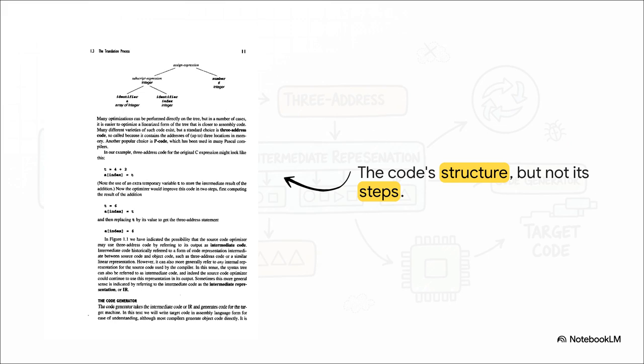Now, what's so cool about this is how it visually maps out our code's logic. You can see how the tree shows that the y times z multiplication has to happen first, right? Because it's on a lower branch. And then its result becomes part of the addition with x. It perfectly captures that hierarchy, those rules we all learned back in math class.